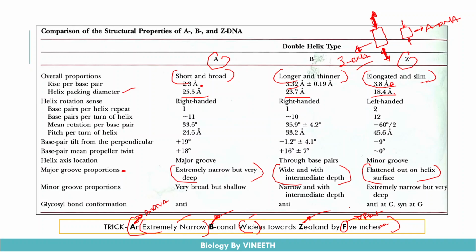And glycosyl bond formation is anti and syn. The anti is for pyrimidines, so pyrimidines will have anti-conformation while purines will have the syn conformation. But in both A-DNA and B-DNA, it will be the anti-conformation.